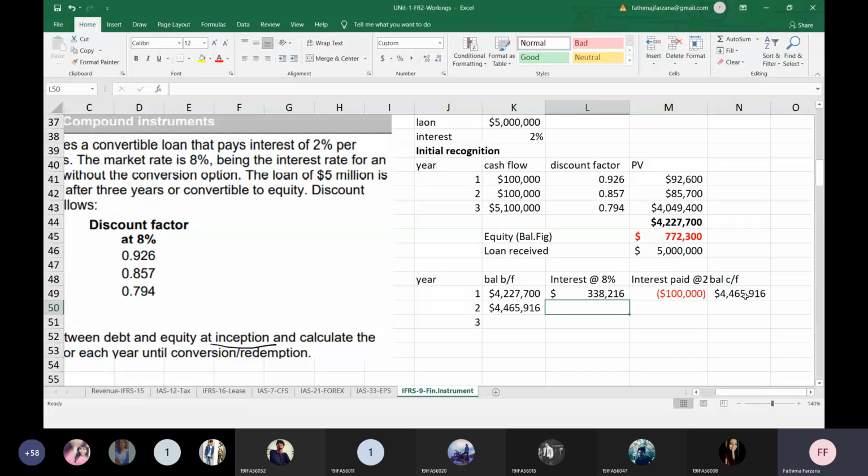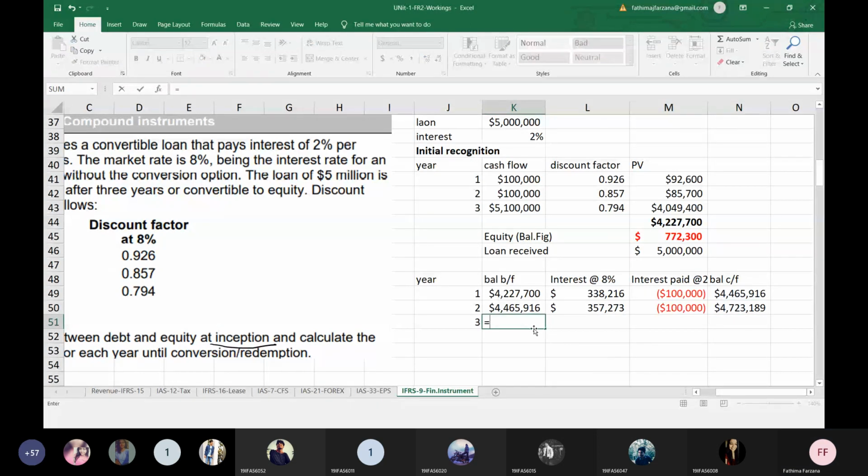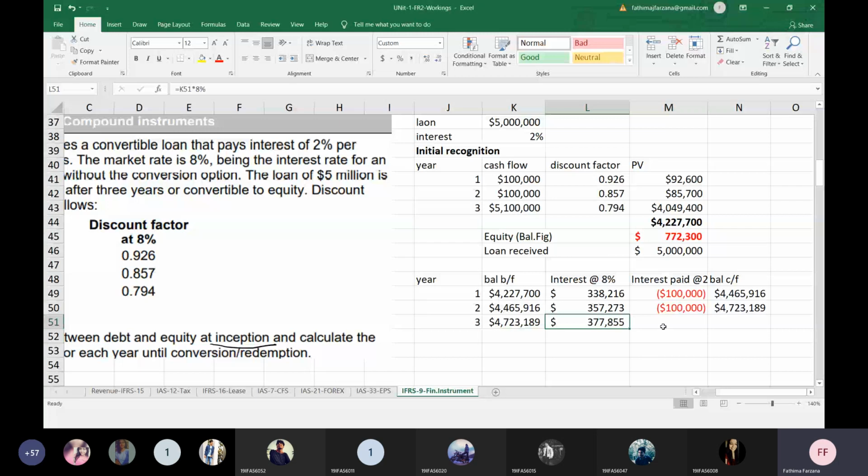So again, I'll be computing 8% on the remaining balance, which is $357,273. So again, I'll be calculating interest paid, which is the same 100,000 only. See this cash flow. Okay, this you have to consider. And here it will be the same value. Same computation. So it is 4,723,189. Okay. Now again, I'll be computing 8%.